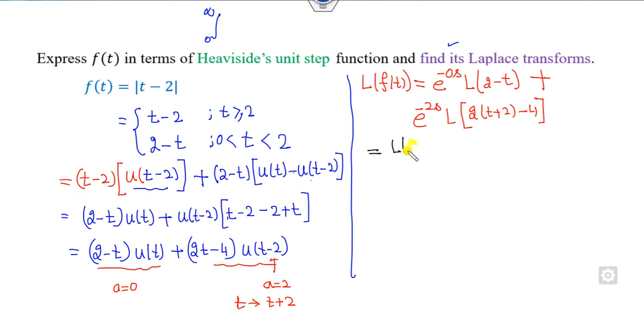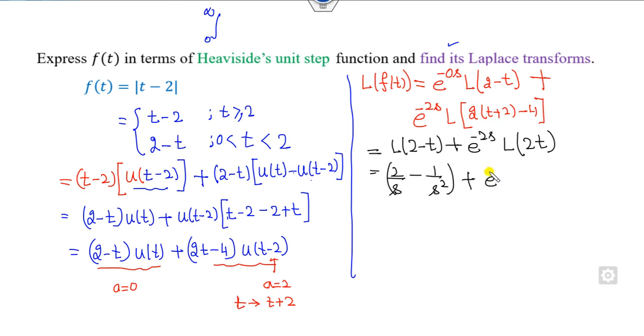So that is basically Laplace of 2 minus t plus e raised to power minus 2s. If I open this bracket, it is only Laplace of 2t. Now I can find Laplace of that: 2 is 2 by s minus 1 over s squared plus e raised to power minus 2s, 2 over s squared is the right answer of the problem.